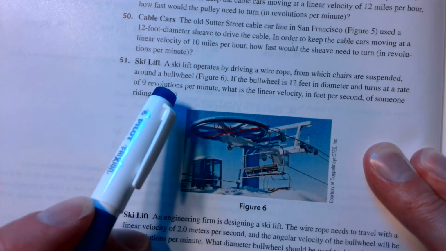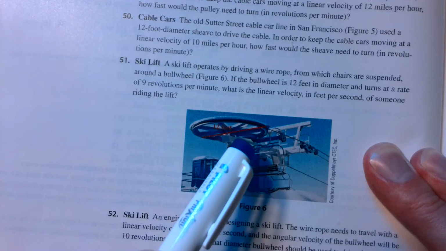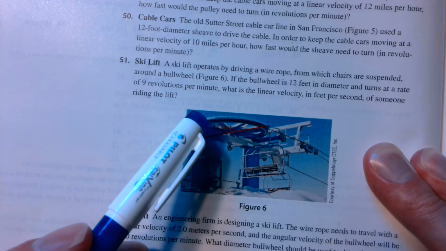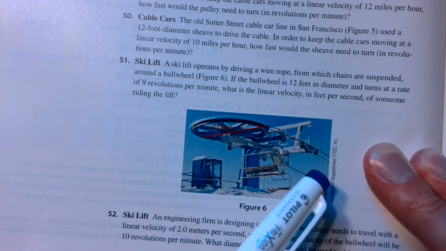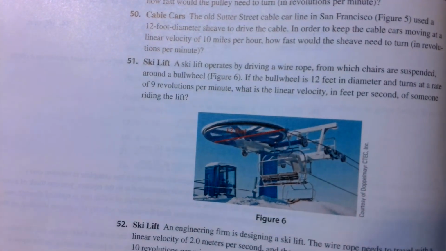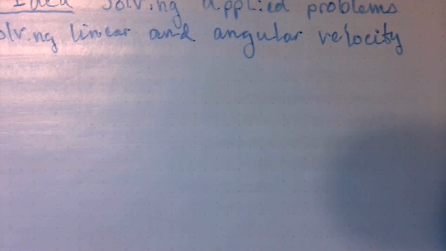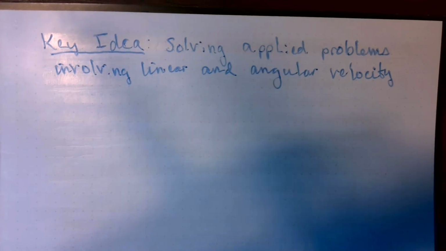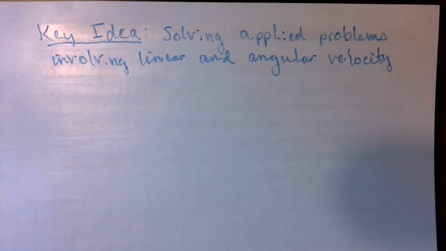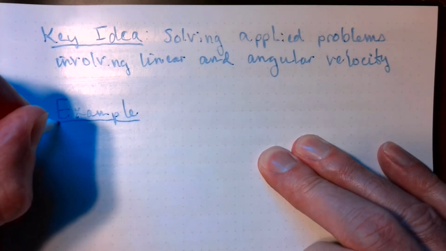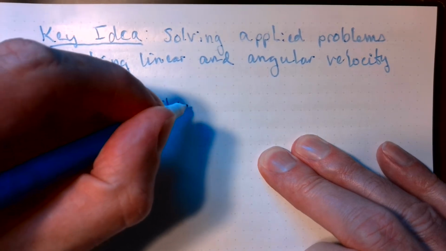So we can figure out the angular velocity of the wheel, and then once we've got that, figure out the linear velocity of a point on the edge of the wheel, which will tell us how fast the rope is moving, which will tell us how fast someone riding the lift is moving. Okay, so let's start to work some of that out. Let me ditch the book for a sec and zoom back out so we can see what we need to see here. Okay, so in this example, we're working on that ski lift problem.